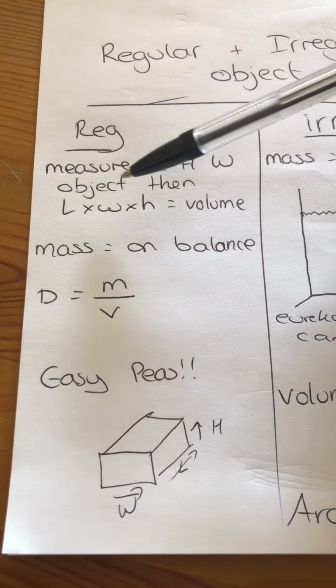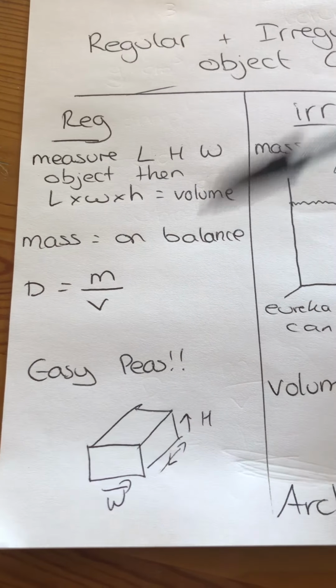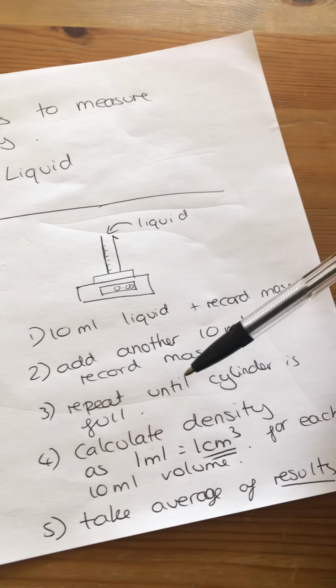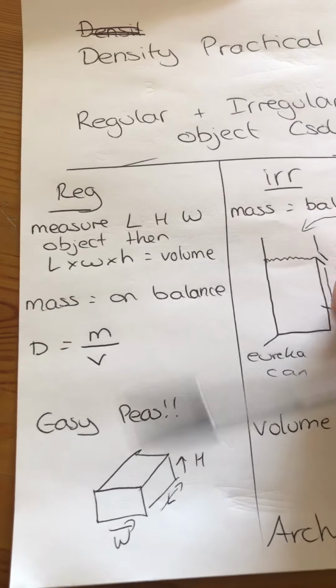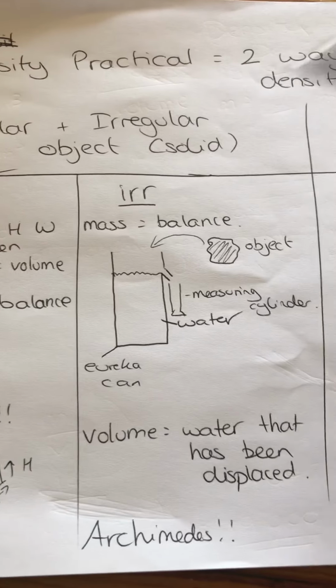And then to get the volume, you just times your length, your width, and your height together. Nice and easy. The mass, you find the same as you do over here by sticking it on a balance and weighing it. So your density is your mass divided by your volume. Boom. Easy peasy. Now then, if it's an irregular shaped object, you need to look at something called displacement.